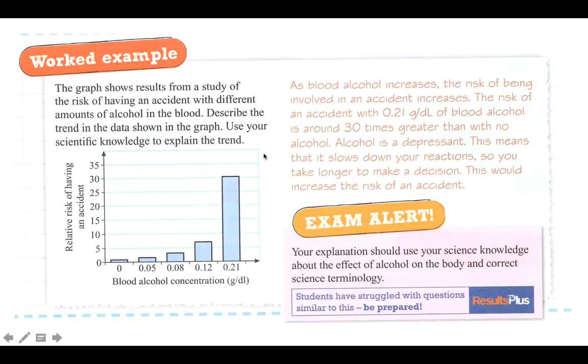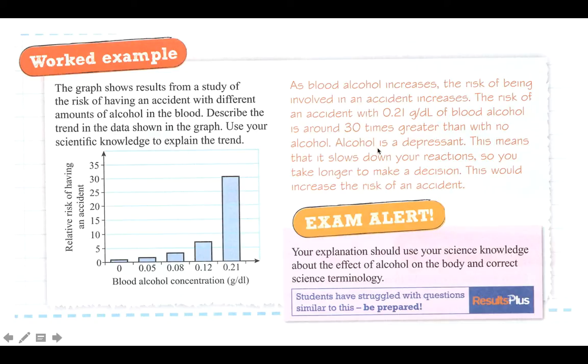The pupil has then gone on to say that the risk of having an accident with 0.21 grams per litre of blood is around 30 times greater than with no alcohol. So if we look, this is at 30. With no alcohol, it's more than zero, but not much. Okay? So the pupil has said that there is 30 times the risk when you have got alcohol in your blood. They've used numbers. Okay?